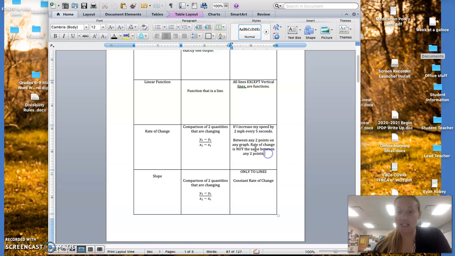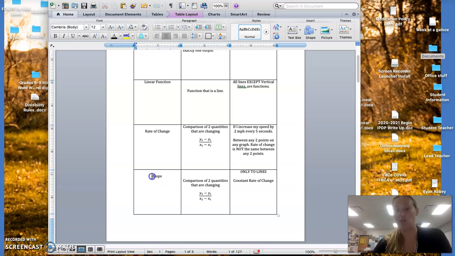So remember up here, I said the rate of change is not the same. If I pick 2 points and find a rate of change and then pick 2 different points, it'll be a completely different rate of change. On a line, it doesn't matter which 2 points I pick, the rate of change will always be the same. And so that's why we're going to call it a slope, because it's always going to be the same.